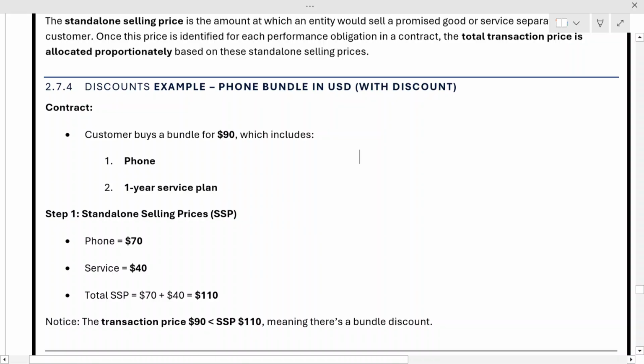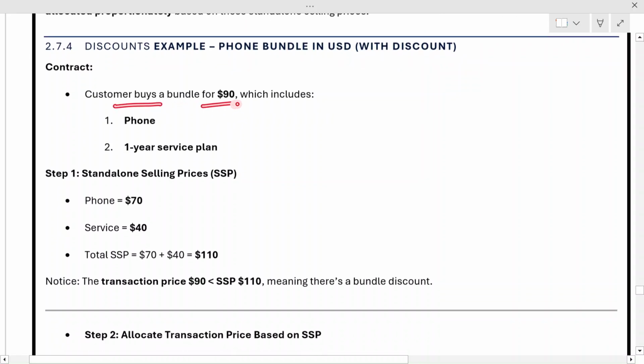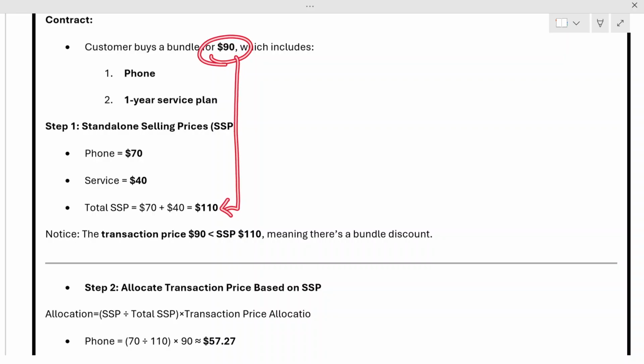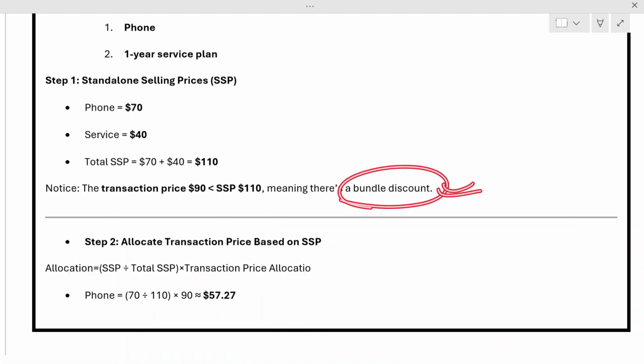Now let's see another example where we are getting the discount on getting the phone. So again, let's take the example where a customer is buying a bundle for $90, which includes one phone and 1 year service plan. However, if the customer goes into the market and buys both of them independently, then the phone would cost $70 and services would cost $40. So overall the total selling price is $110, but right now he is getting the bundle at $90. So effectively we can say the transaction price is less than the standalone selling price, meaning there is a bundle discount. So how will we do this?